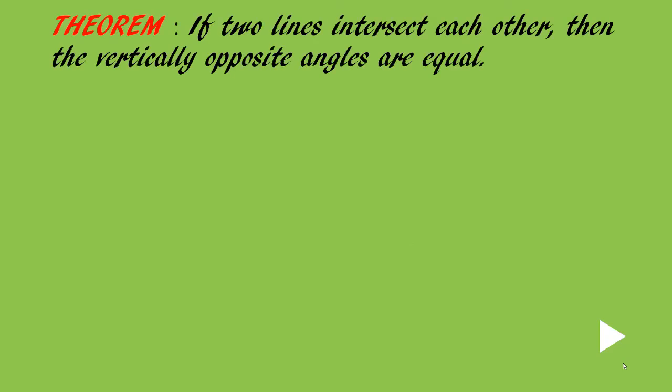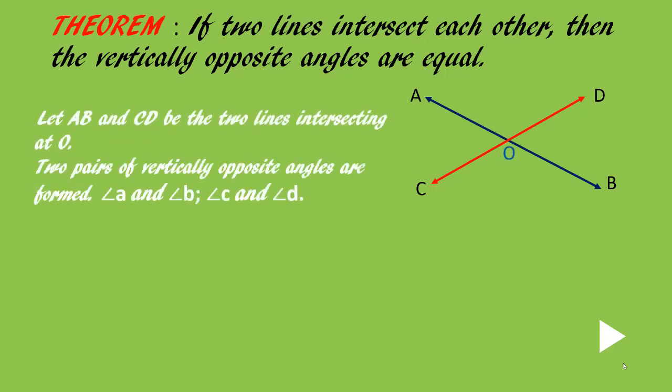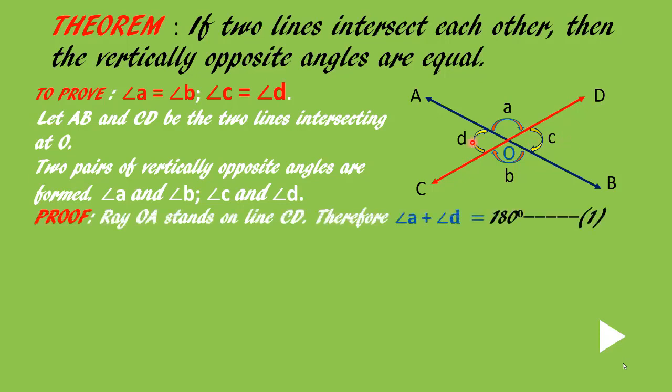Theorem. If two lines intersect each other, then the vertically opposite angles are equal. AB and CD are two lines intersecting at point O. Two pairs of vertically opposite angles A, B, C and D are formed. We have to prove angle A is equal to angle B and angle C is equal to angle D. Let's prove.